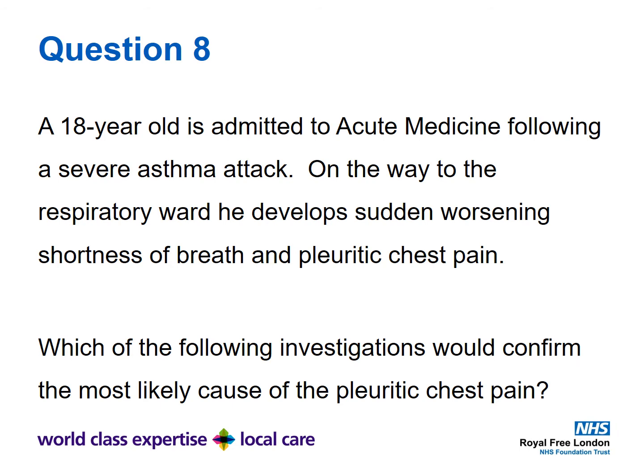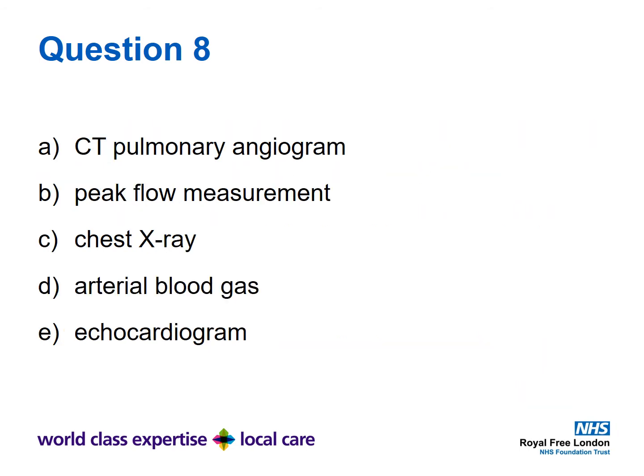Question 8. An 18-year-old is admitted to acute medicine following a severe asthma attack. On the way to the respiratory ward, he developed sudden worsening shortness of breath and pleuritic chest pain. Which of the following investigations would confirm the most likely cause of the pleuritic chest pain? Is it A, CT pulmonary angiogram, B, peak flow measurement, C, a chest x-ray, D, arterial blood gas, or E, echocardiogram?